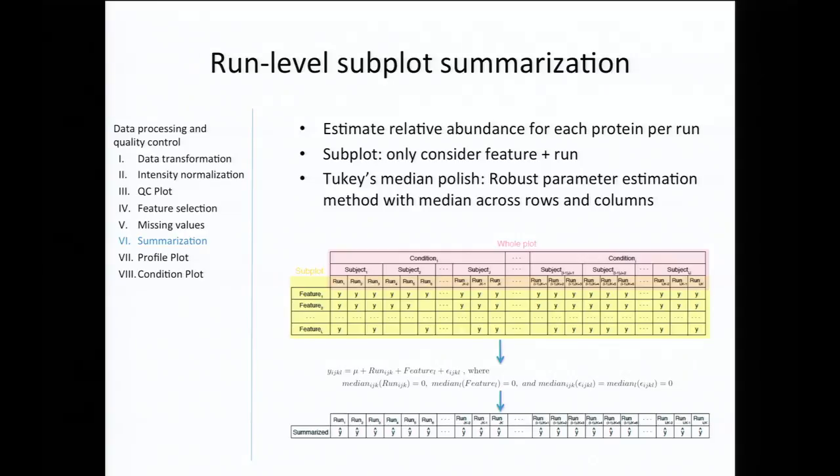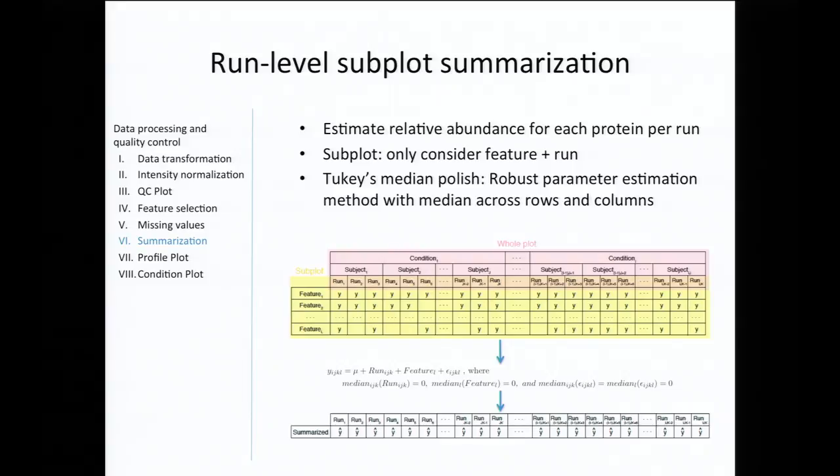So after you performed all of these different transformation and normalization steps to get your data as clean and complete as possible, you come to the first step of modeling, which is a run-level summarization. This sounds a little bit complicated, but what it's basically doing is estimating the relative abundance for each protein in each run. Subplot means that we do not consider the entire experimental design for this, but only the features and the runs.